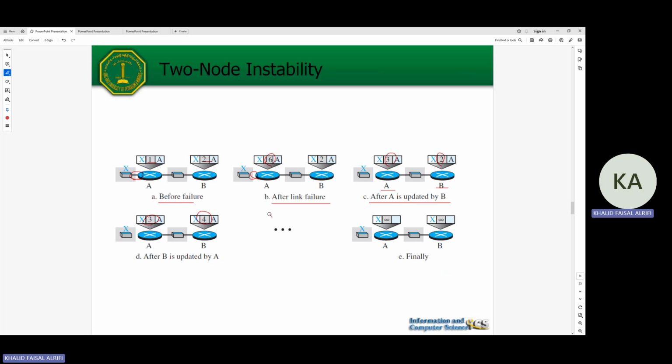And now B will give a copy to A, so it will be 4 and 5 and so on, until they reach infinity. They usually reach infinity when the count is 15, I guess, or 16. When they reach this number, they will get to infinity. These dots mean that they will repeat this process many times. At the end, they will assume that the link has some problem, or the value is unknown.